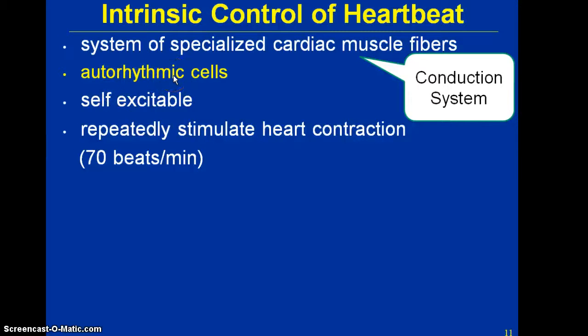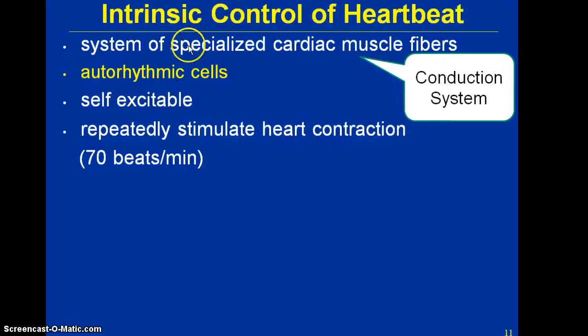The muscle cells of the heart are able to generate their own rhythm, and they're self-excitable. They're actually able to generate action potentials which cause the muscle to contract. Generally the pace of the heart is set at about 70 beats per minute. Now we can alter that pace depending on if we're exercising or relaxed, but generally it's set at about 70 beats per minute.